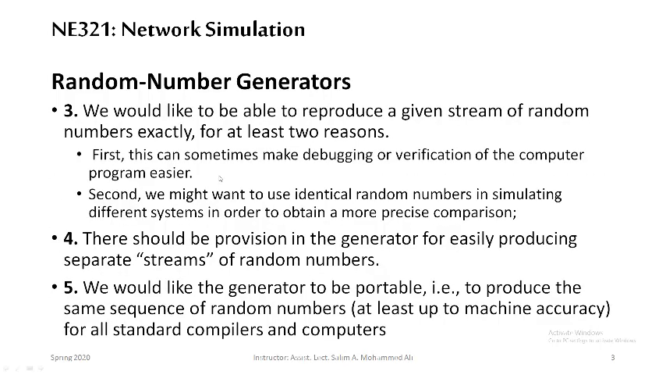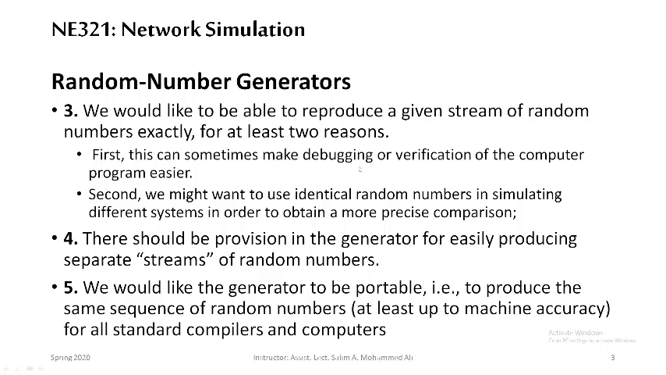Number 3, we would like to be able to reproduce a given stream of random numbers exactly for at least 2 reasons. First, this can sometimes make debugging or verification of a computer program easier. Second, we may want to use identical random numbers in simulating different systems in order to obtain a more precise comparison. So, for example, if you are going to simulate a simple program and you have some mistake in the coding, to rerun the simulation you have to have the same stream of random numbers just to check if your program is doing well or has an error.